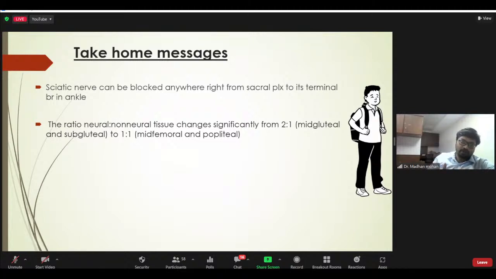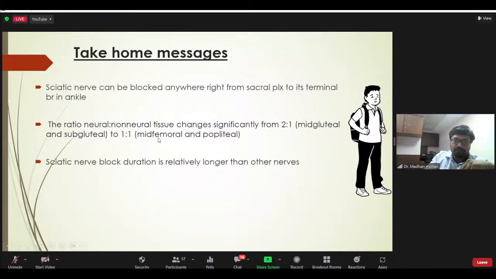If you are putting the drug inside the nerve or you are injuring the nerve with the needle, there may be greater complication at the proximal level compared to the distal level, mainly because of the availability of the neural tissues proximally, which is more, and as we move distally, the neural elements will be reduced. And coming to the third point, sciatic nerve block is a relatively longer duration block compared to the other nerves. So we need to keep in mind while devising our drug regimen, as well as adding any additive.